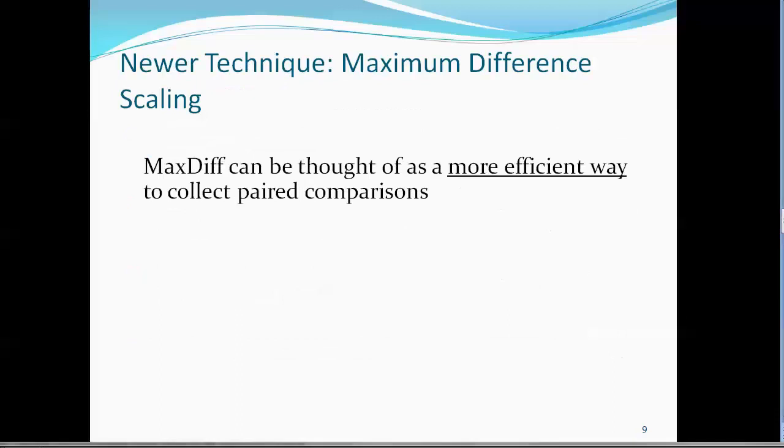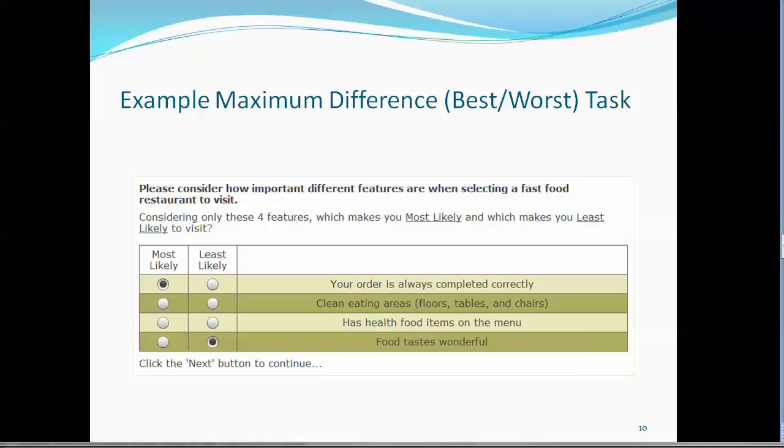Now then, we're to the point that we wanted to talk about, which is maximum difference scaling or best-worst scaling. It turns out that MaxDiff is just a more efficient way to collect paired comparisons information. For example, this is a maximum difference or best-worst task. Here we're showing 4 attributes about a fast food restaurant. And we're asking respondents to indicate which of these would make them most likely to want to visit a restaurant versus least likely. This particular respondent has said that your order is always completed correctly, item A, is most likely to make them want to visit a restaurant, and that the food tastes wonderful is least likely to influence them to go to a restaurant.